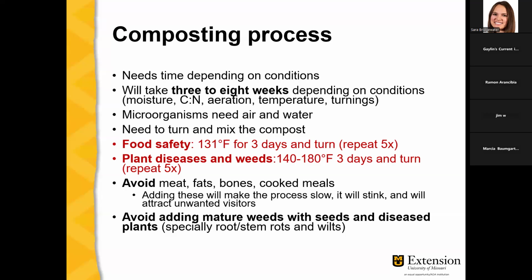There are some weeds whose seeds are pretty tough against high temperatures. So you don't want to add weeds that already have mature seeds in them. When the weeds are fresh and young, you can use them like any other plant, but avoid adding the seeds from the weeds. As I mentioned before, some seeds are very resistant to temperature. And as I mentioned before, avoid diseased plants, especially plants with root or stem rots or wilts. I'll show you a couple of pictures later on.